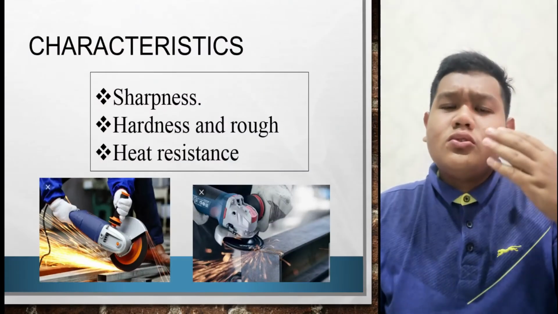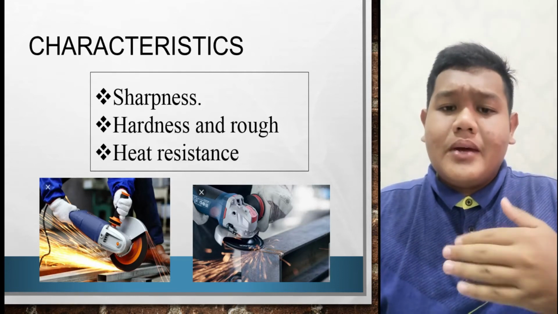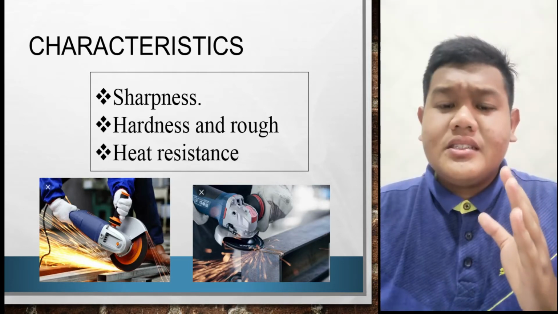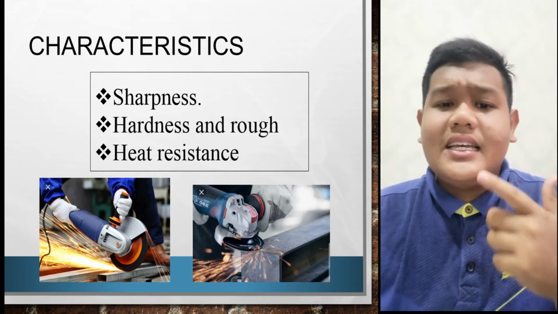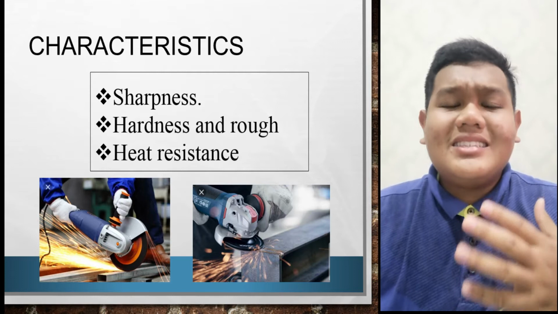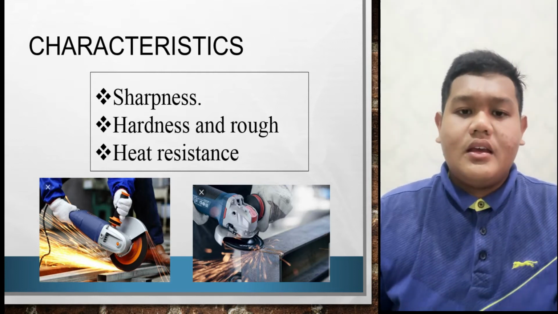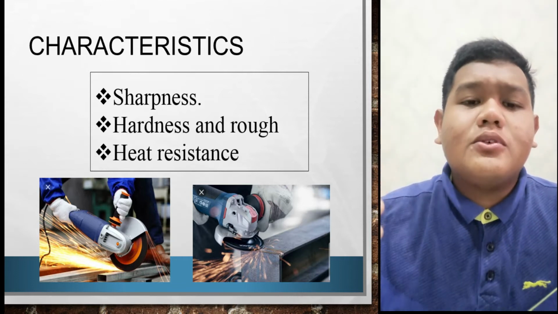So I want to talk about the characteristics of my machine. My machine's characteristics are, first, sharpness. The second is hardness and roughness. The third is heat resistance. I want to explain sharpness.